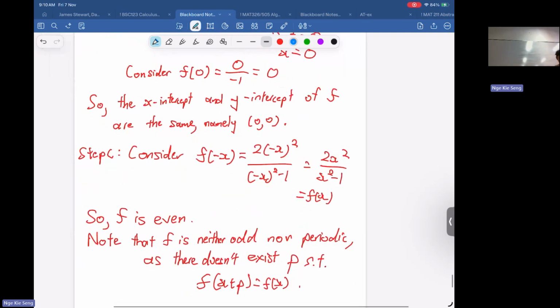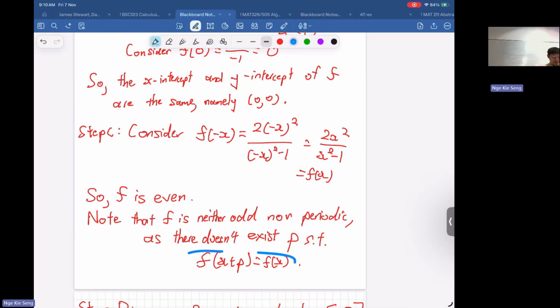And next, we check what is f of minus x. We want to compare it back to f of x. In this case, it is even. And if it is even, it is not odd anymore unless it is a zero function. It is not periodic because you cannot just add a finite value to your x such that you get back the same value. To show this rigorously may take some work, but I think you can try substituting and see that you get a bizarre expression that you can't turn back into your original expression, meaning you cannot remove this p.